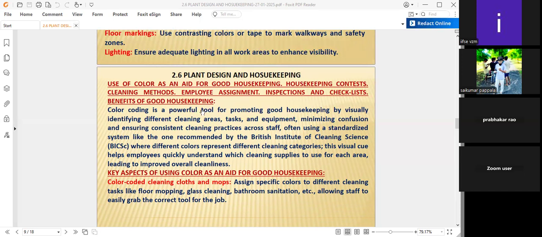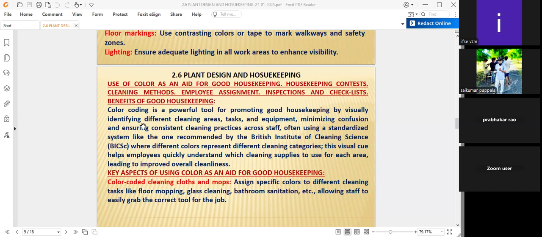Use of color as an aid for good housekeeping. Housekeeping contests will be conducted among the employees. Cleaning methods, employee assignment, inspections, checklists, and benefits of good housekeeping.